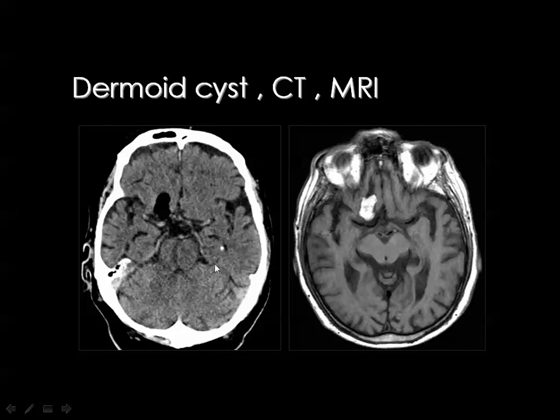And look at this CT image showing a fat density in the right side of this suprasellar area. Then you can compare this hypodensity with the hypodensity of CSF, and you can realize that this is darker than the CSF. And in the MRI T1 weighted image, you can see the brightness of the fat, similar to the fat in the orbit, and this is dermoid cyst.